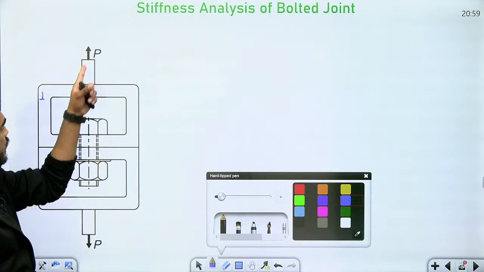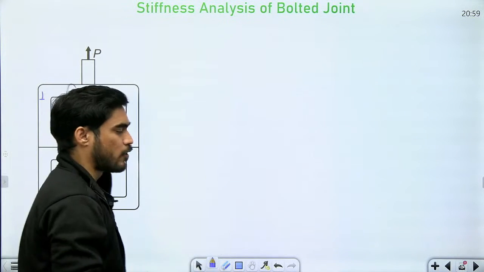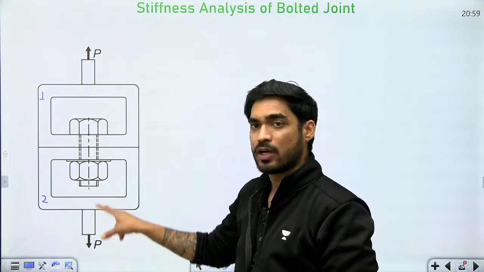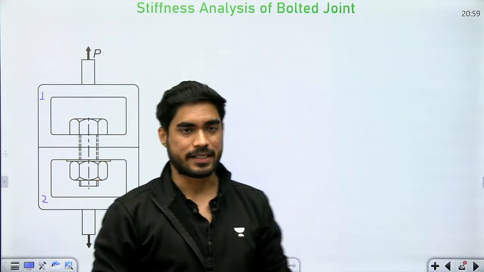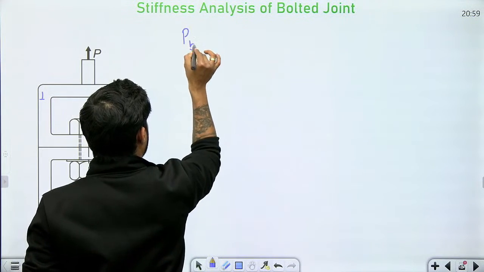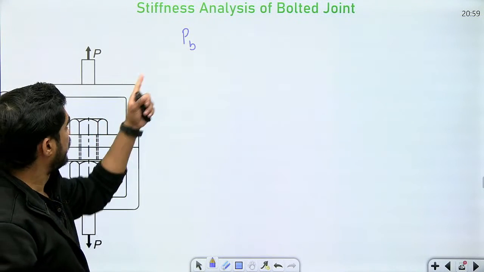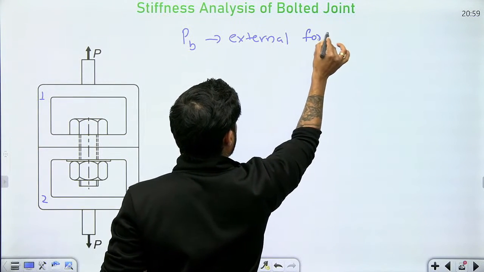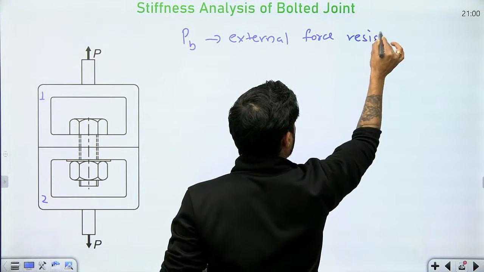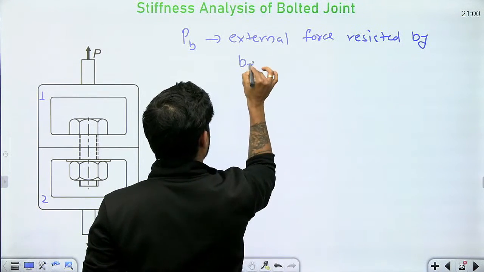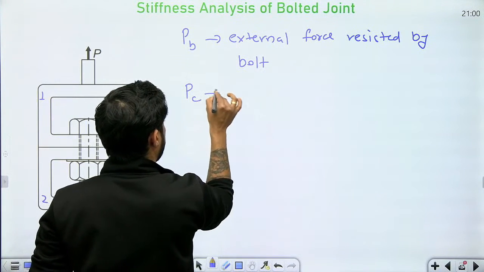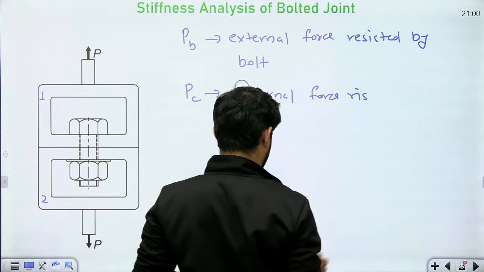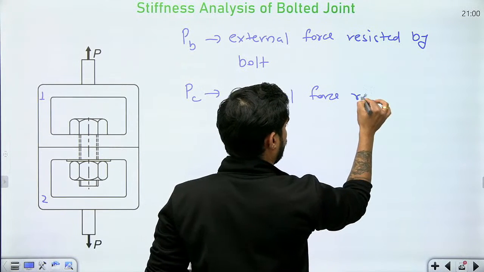This bolt and this plate will resist the force together, meaning some of the force P will be resisted by the bolt and some will be resisted by the plate. Let's say out of P, PB is the external force resisted by bolt, and PC is the external force resisted by plate.